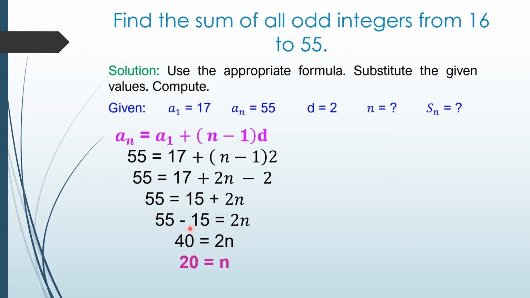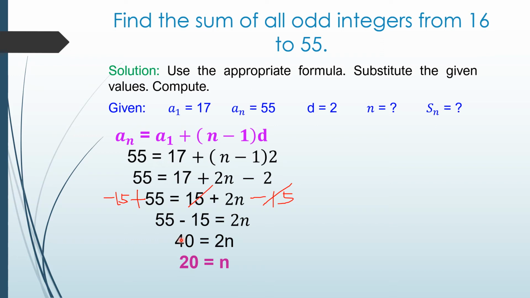Bakit tayo nag-subtract ng 15 sa kaliwang side? Kasi kung mapapansin ninyo, positive 15 ito at kailangan niyang ma-eliminate. So we will use the subtraction property of equality. We will subtract 15 sa kanang bahagi at sa kaliwang bahagi ng equation. Kung kaya't, nawala yung 15 sa kanang bahagi kasi 15 plus negative 15, that is 0. Kaya natira na lamang ay 2n. At sa kaliwang bahagi naman, 55 minus 15, that is equal to 40, equals 2n.